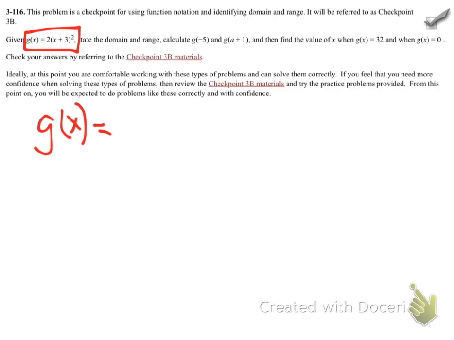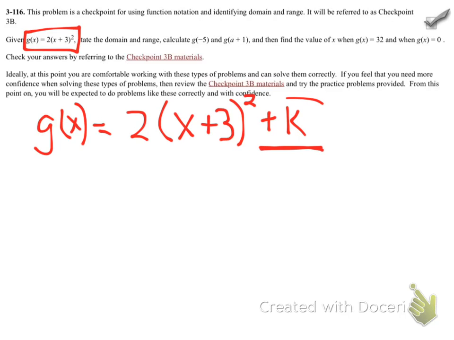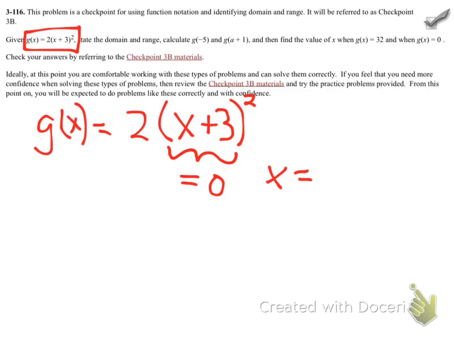we have 2 is our a value, that's our vertical stretch. We have x plus 3 squared, but we do not have anything after it, which would normally be our plus k. So our plus k, that means we have 0 as a k value. The x plus 3 is our h value, and if I set that equal to 0, that means I get x equals negative 3.